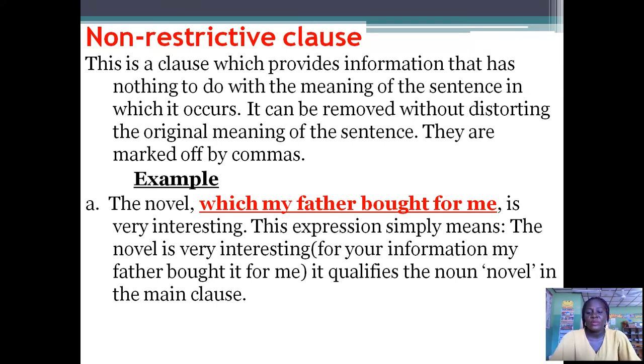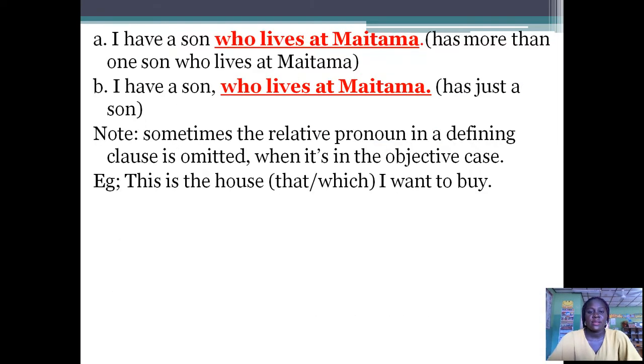If we remove which my father bought for me, it doesn't stop the novel from being interesting. And that is why we say it's non-restrictive. You can remove it and still maintain the meaning. The novel which my father bought for me is very interesting. This expression simply means the novel is very interesting. For your information, my father bought it for me. It qualifies the novel in the main sentence.